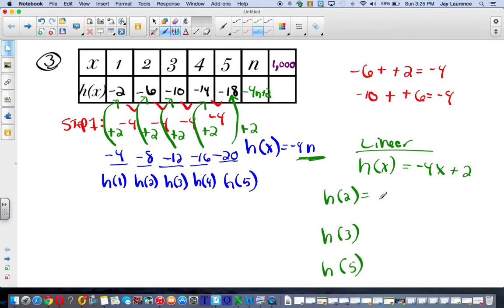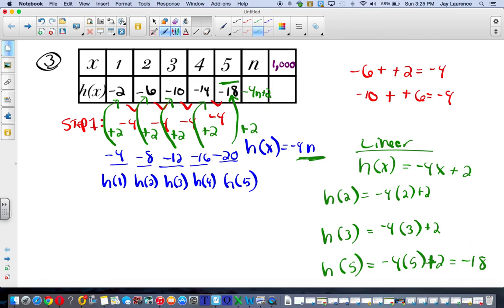And so, negative 4 times 2 plus 2. And then negative 4 times 3 plus 2. And there it is. It matches. See the 2 there and the 2 there. They're the same. The 3 and the 3 are the same. Okay, h of 5 is negative 4 times 5 plus 2. So negative 4 times 5 is negative 20. Negative 20 plus 2, negative 18.